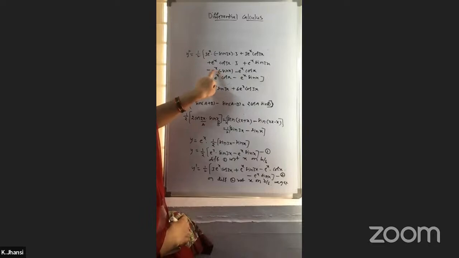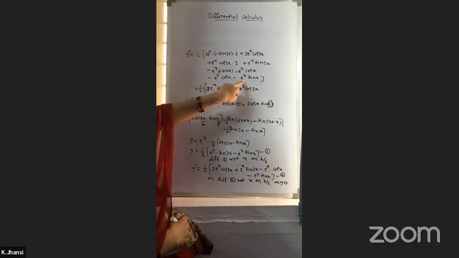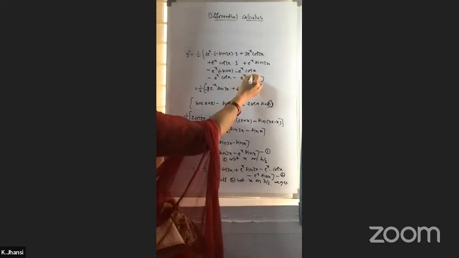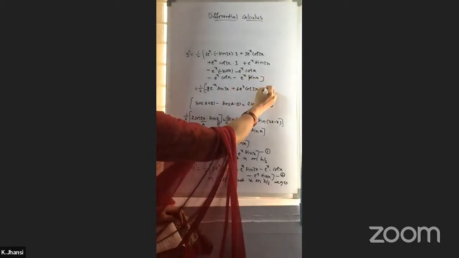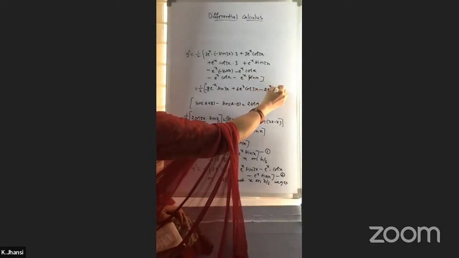Next, minus of minus is plus e power x sin x. And this minus e power x sin x, both will get cancelled. And another one is minus 2 e power x cos.